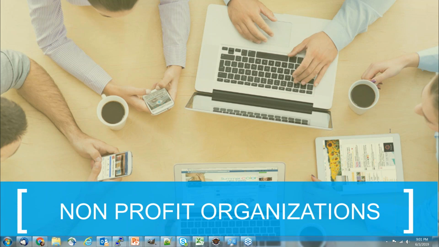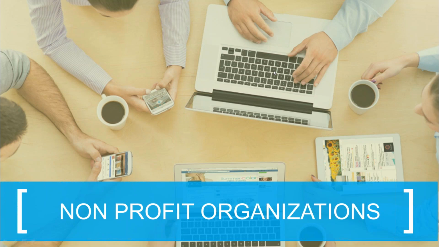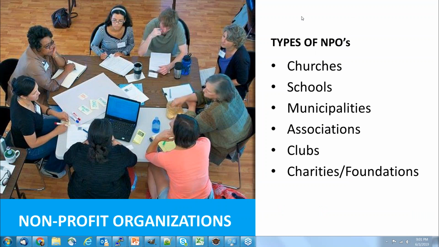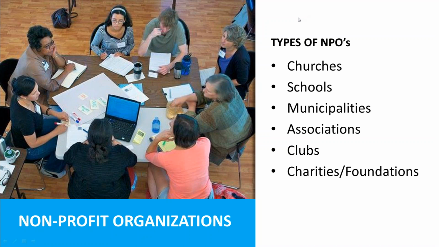This is Russell Polo. We're going to be covering nonprofit organizations tonight. So what are we talking about as nonprofit organizations or NPO? Well, these are churches. It could be schools, municipalities. So that could be a town or a city or really any kind of government agency. You know, it could be an appropriate target. Associations, clubs, it could be not-for-profit or simply could be an organization that has some kind of common purpose. And then, of course, charities and foundations are a very big part of the nonprofit target areas.